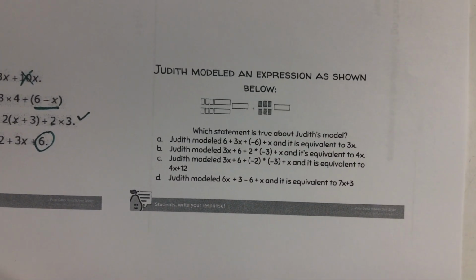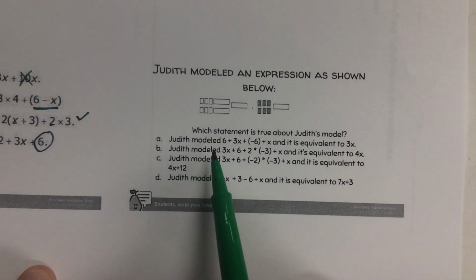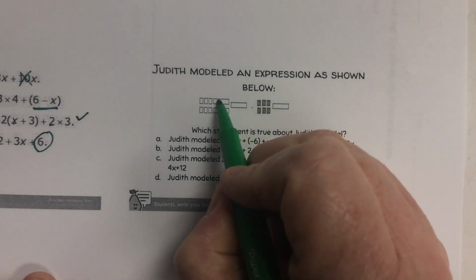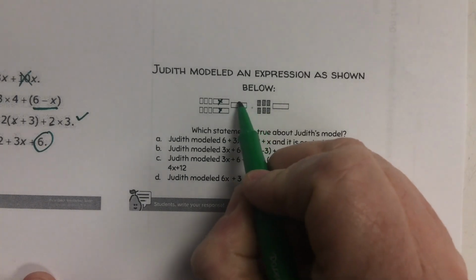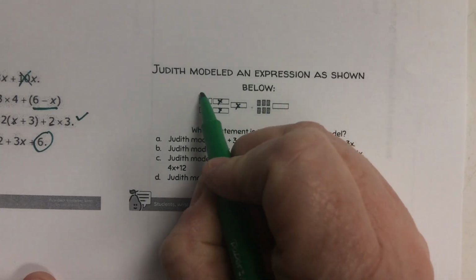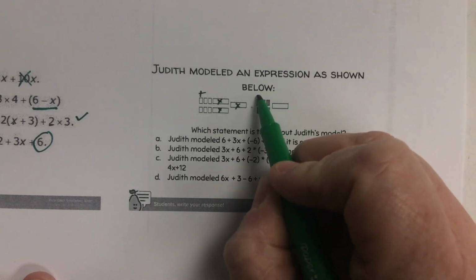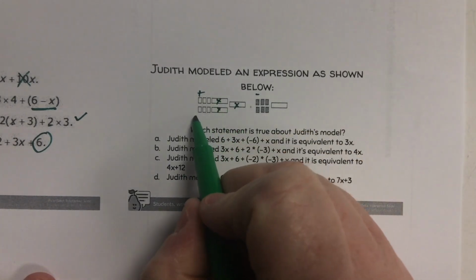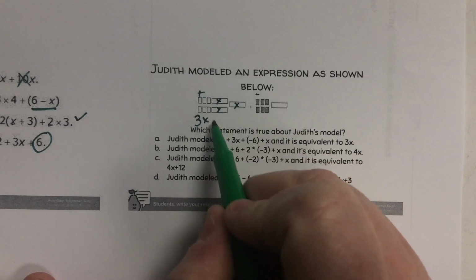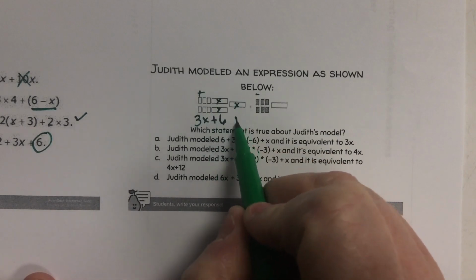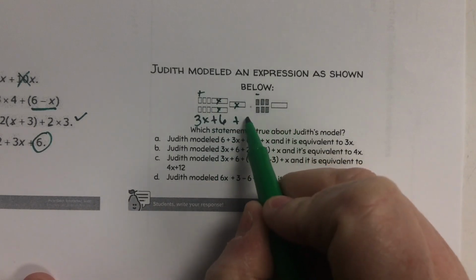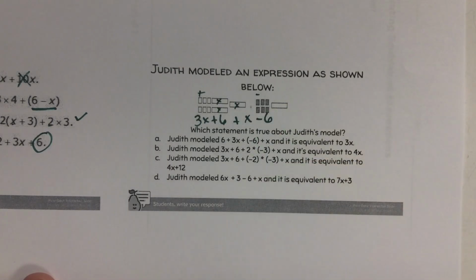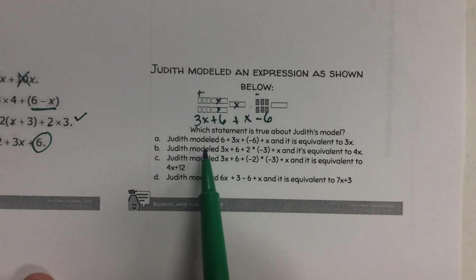Next, Judith modeled an expression below. All right, so when I look at this, these are going to be my positive x's. These are my positive integers, and these are negative integers. This looks like 1, 2, 3 x's plus 6 integers. It looks like I'm adding 1 more x, and I'm adding 6 negative integers. So which statement is true?